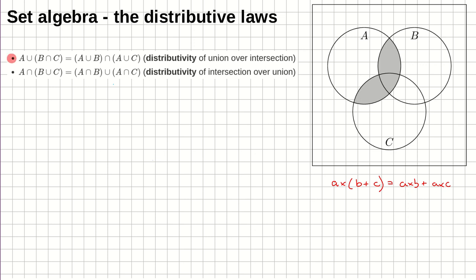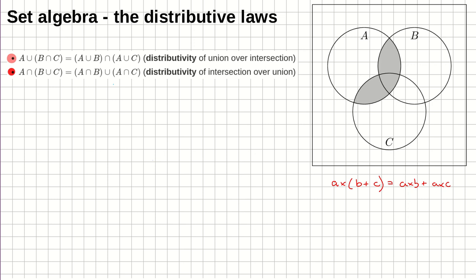So distributivity of union over intersection is the statement that for any three sets A, B and C, A union (B intersect C) is equal to (A union B) intersect (A union C). And the second law here, the distributivity of intersection over union, is exactly the same thing, except with unions in place of intersections. So if you want to convince yourself that those things are true, you have lots of different ways to do that.